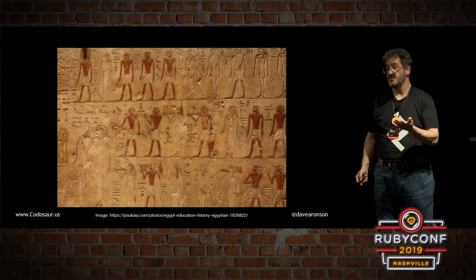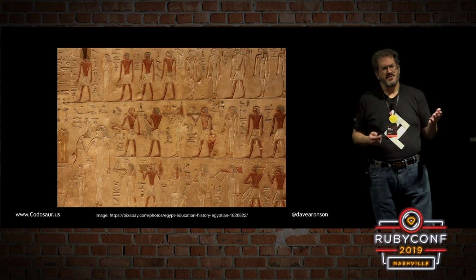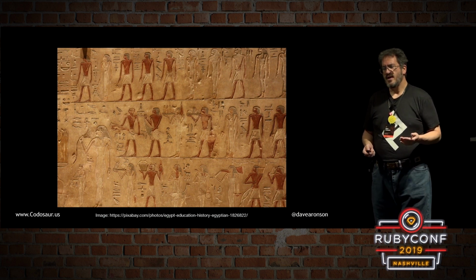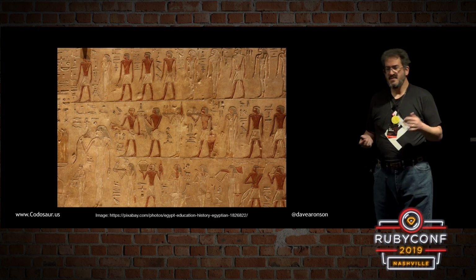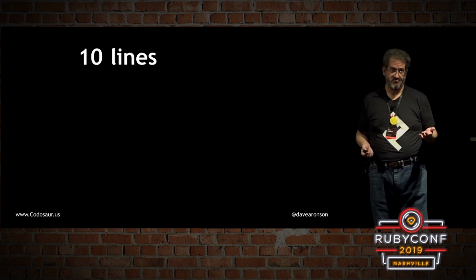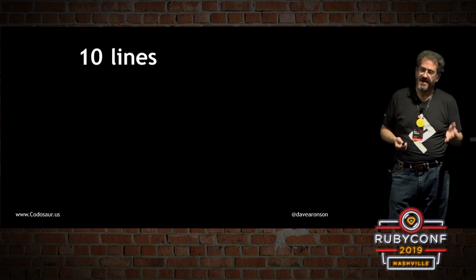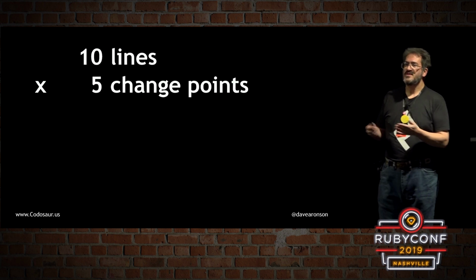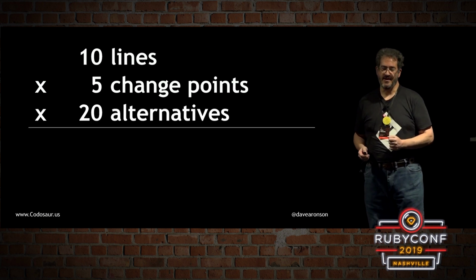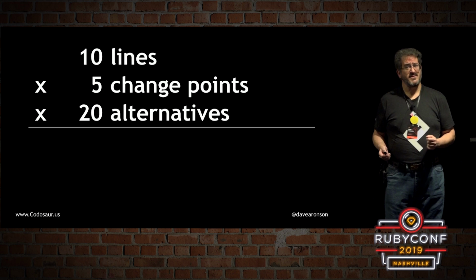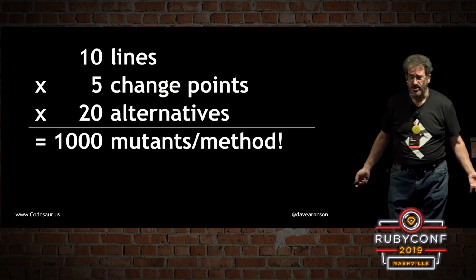To answer that, we have to do some basic math. Suppose that our program has methods with typically about 10 lines each. And each line has about 5 places where it could be changed to about 20 different alternatives. That works out to about 1,000 mutants per function.